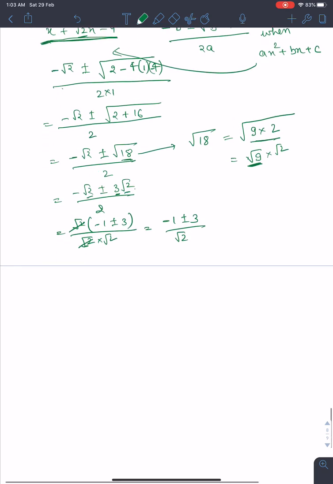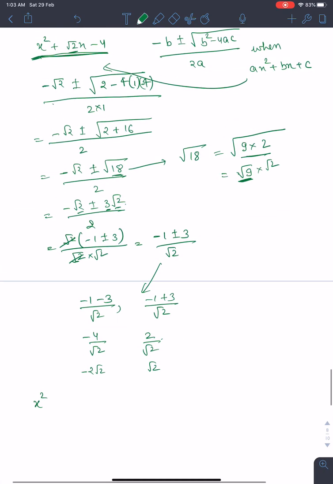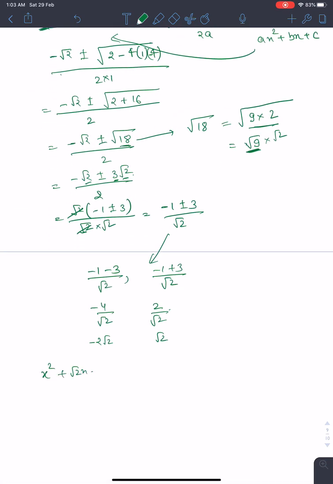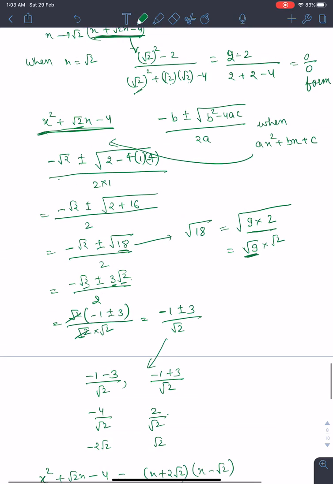Okay, so one of the roots you got from here is (-1 - 3)/root 2, comma, (-1 + 3)/root 2. So after simplification, -4/root 2 and the other will be 2/root 2. So this is nothing but root 2 and this can be written as -2 root 2. Okay, so you can say that x square plus root 2x minus 4 is equal to (x + 2 root 2)(x - root 2). Clear? Okay, I hope there is no doubt in this, that is how I found out the roots for this.